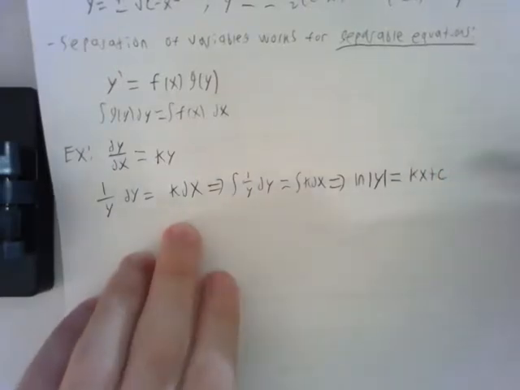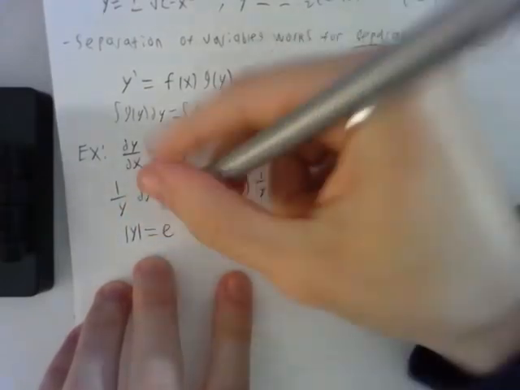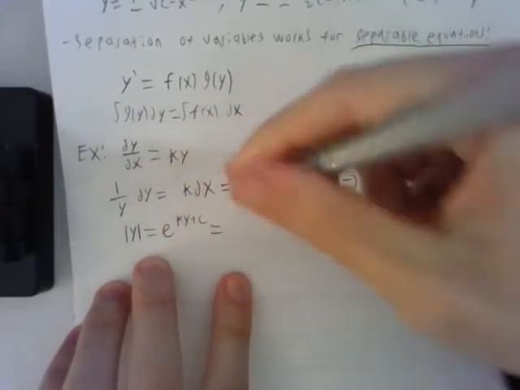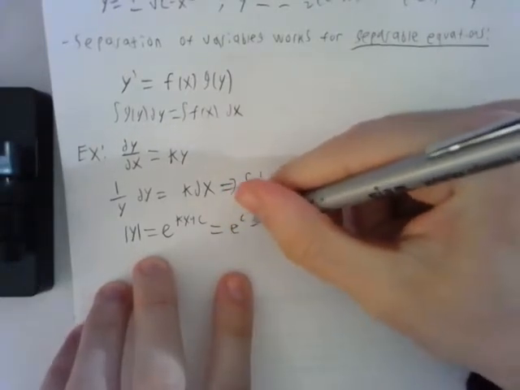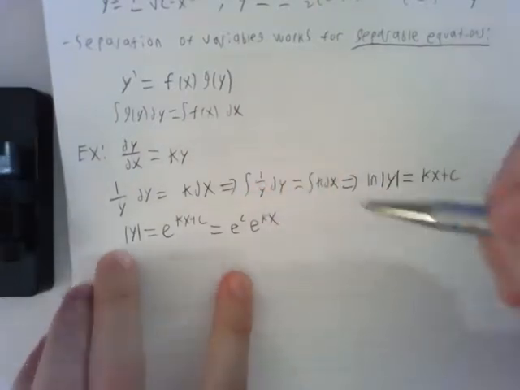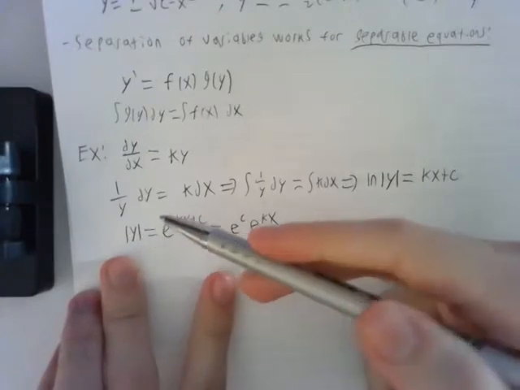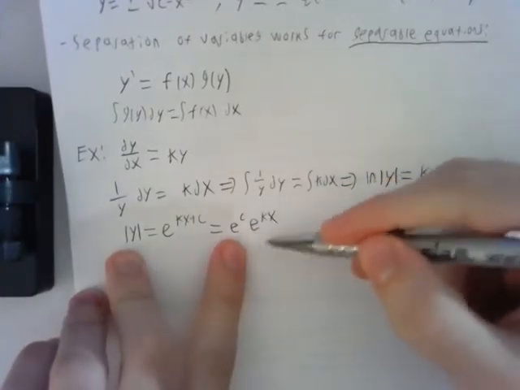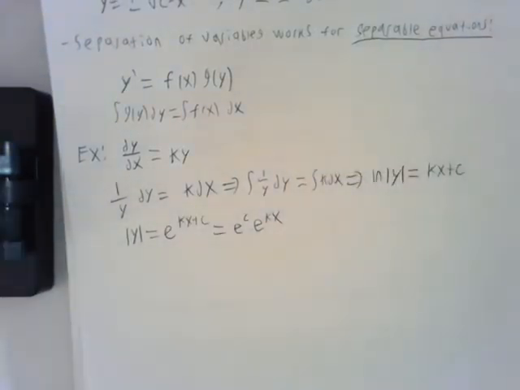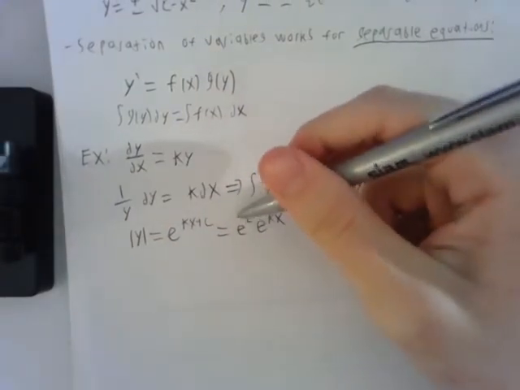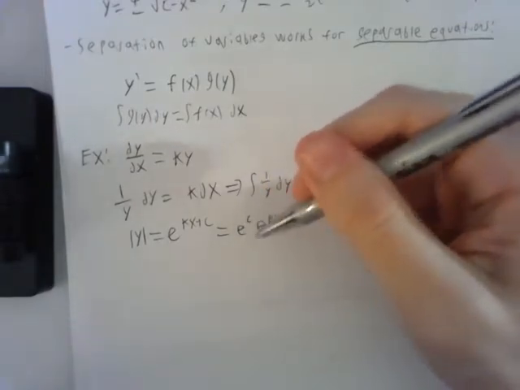Now we want to solve for what y is, so we exponentiate both sides. We'll get absolute value y equals e to the kx plus c. And we can use properties of exponents to simplify this to e to the c times e to the kx. Now on the left-hand side we have an absolute value of y, but we can see that the right-hand side does not change sign.